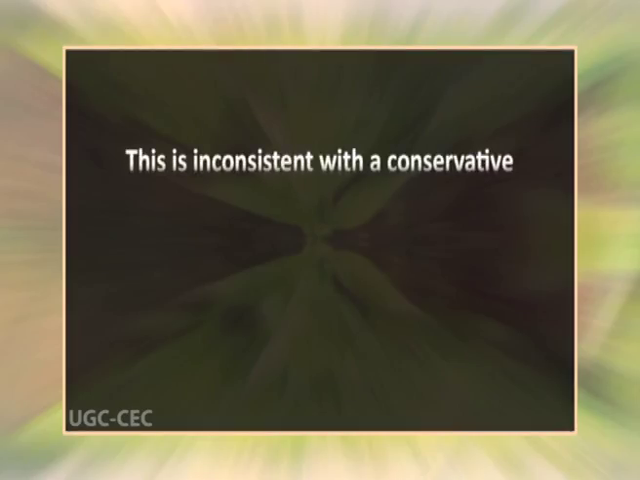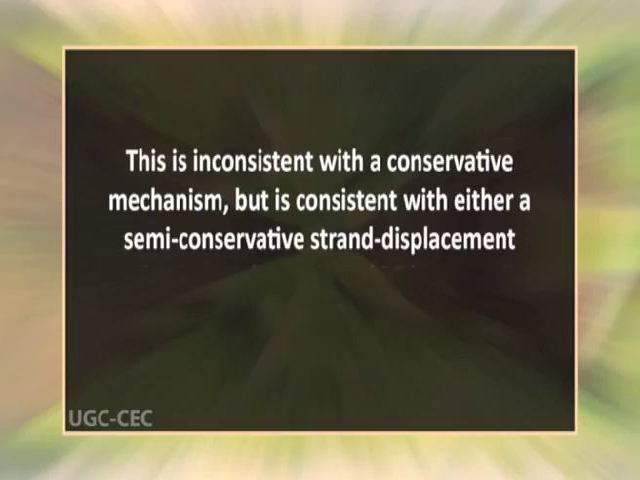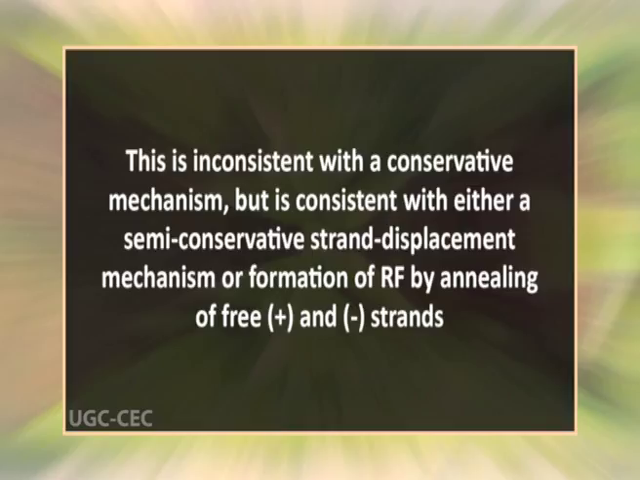During synthesis of tobacco mosaic virus RF in vitro systems with labeled NTP substrates, most of the label is found in the positive strand of the RF. This is inconsistent with a conservative mechanism, but is consistent with either a semi-conservative strand displacement mechanism or formation of RF by annealing of free positive and negative strands.